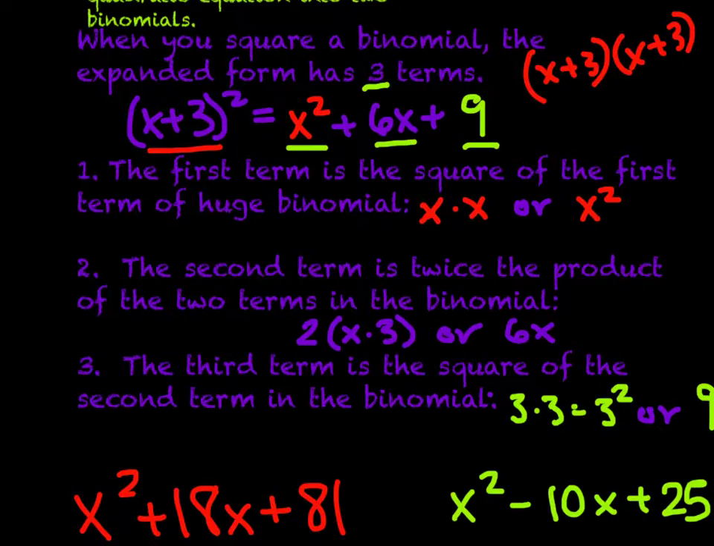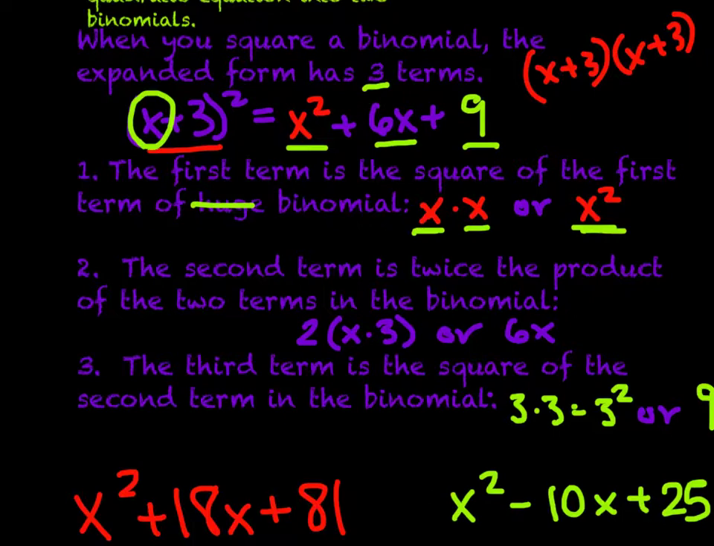She says that, number one, the first term is the square of the first term of the binomial. So we essentially have the first term, x times x, or squaring it, x squared. That's what she says. It's the square of the first term in the binomial. x was the first term, and we're going to square it.